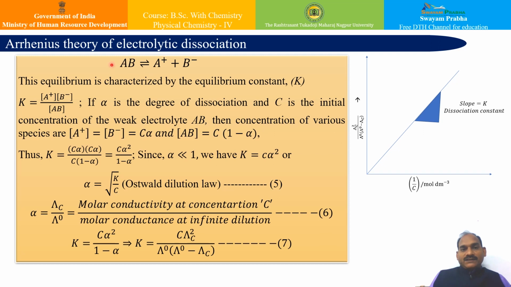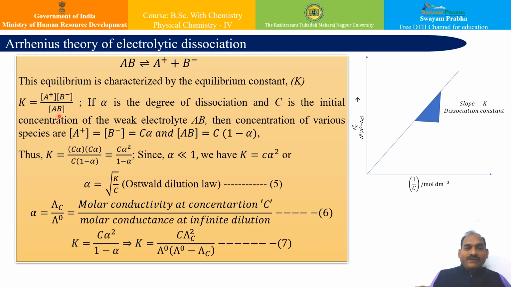Consider an electrolyte of this type, AB, and it will give you the equilibrium of this cation and anion, A+ and B-, of the form AB, and it will be in equilibrium, say in case of a weak electrolyte. Now this equilibrium is characterized by the equilibrium constant K. Obviously, I can write down this equilibrium constant in this particular form.